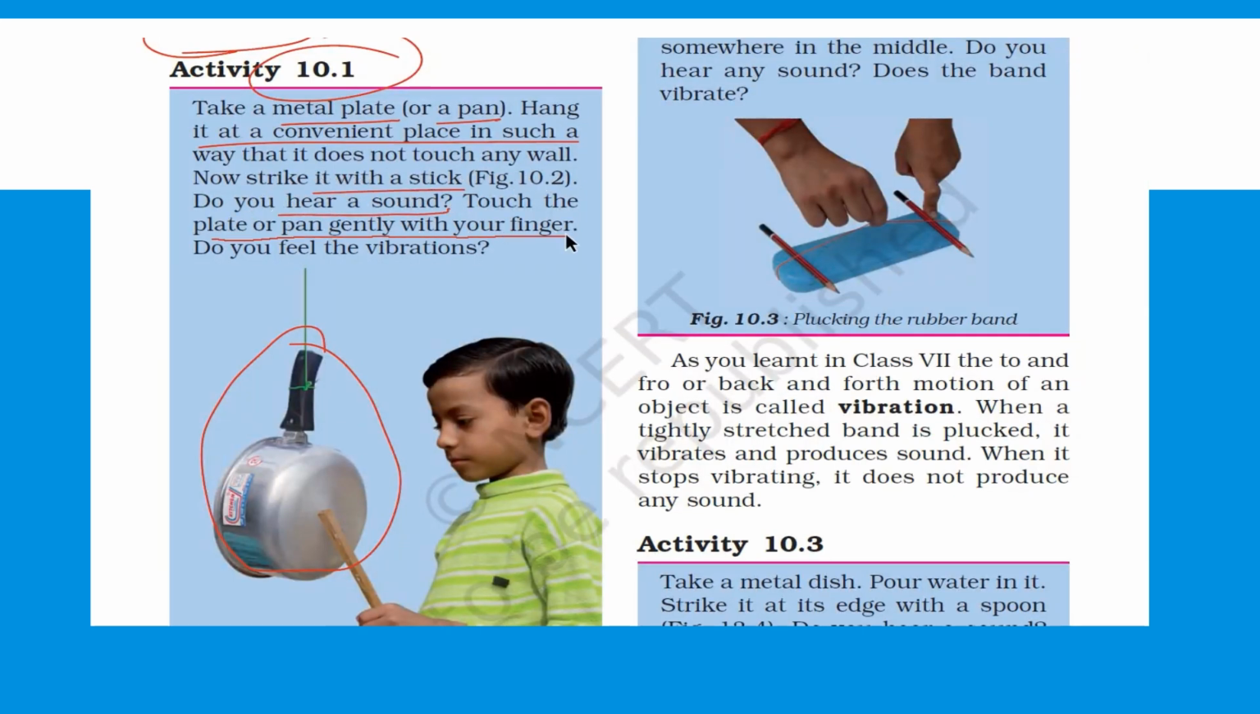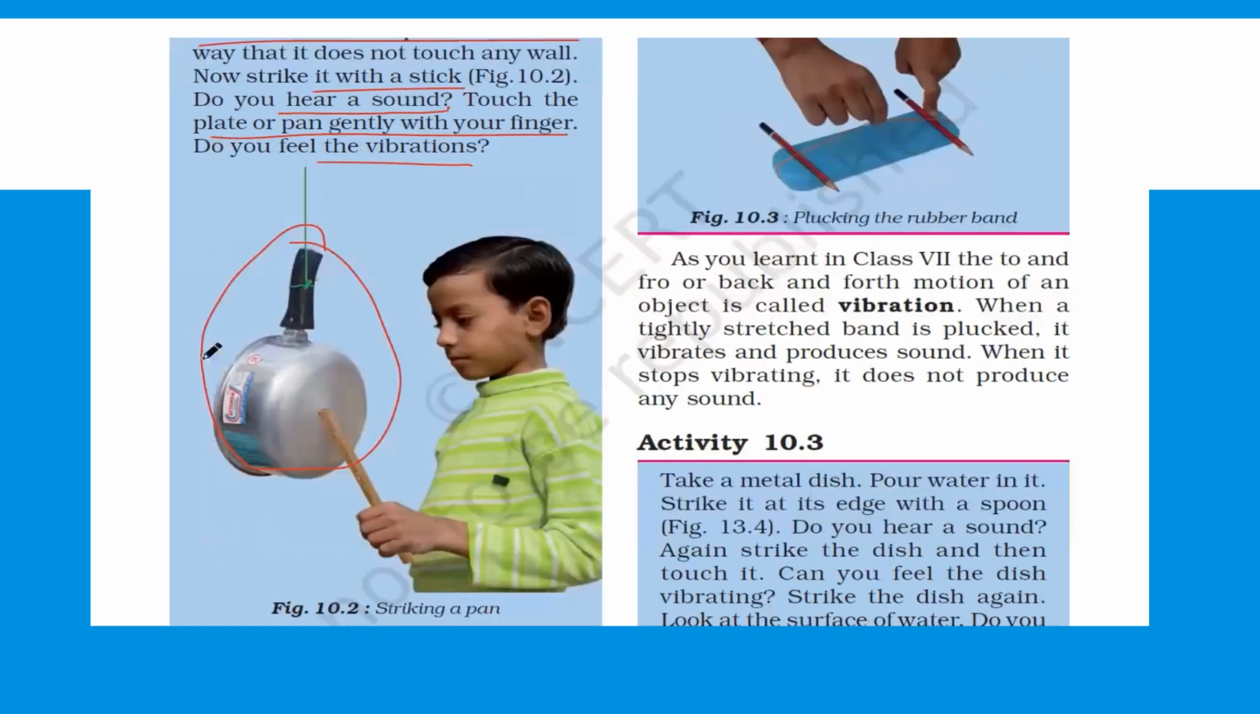Touch the plate or pan gently with your finger. You can feel the vibration. So, same as the school bell, right? You can hang any metal plate or metal pan and hit it with a wooden stick, and you will feel the vibration and you can hear the sound.